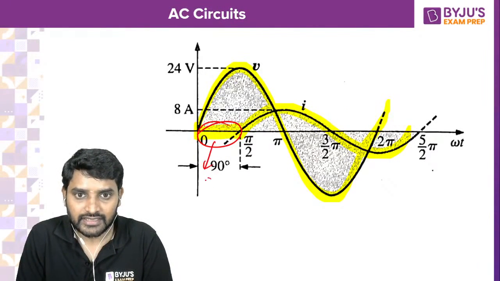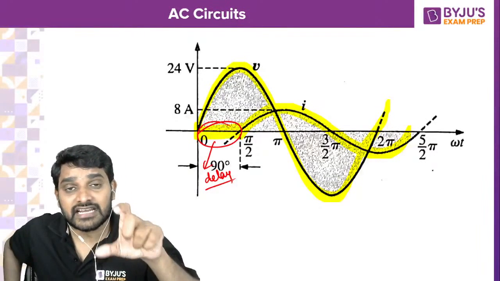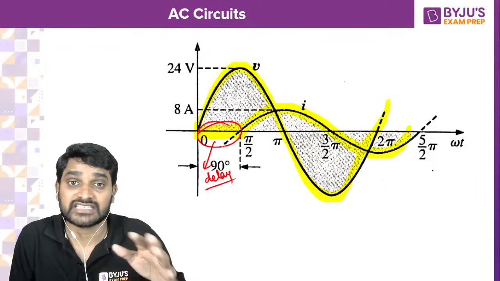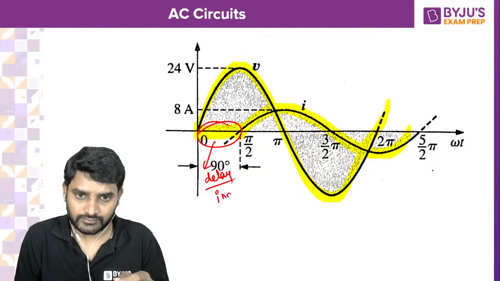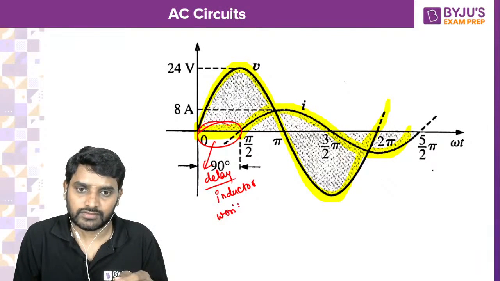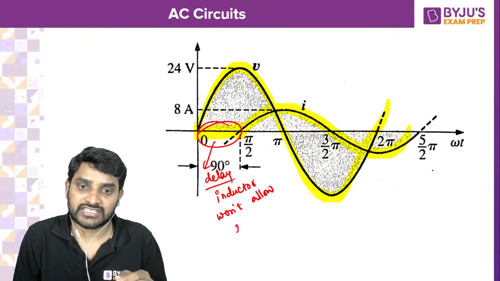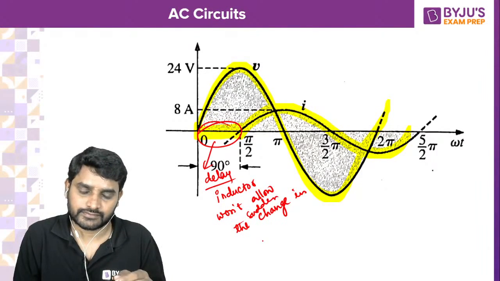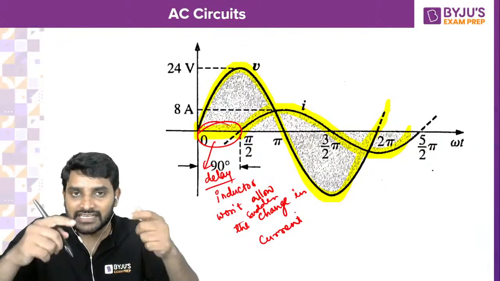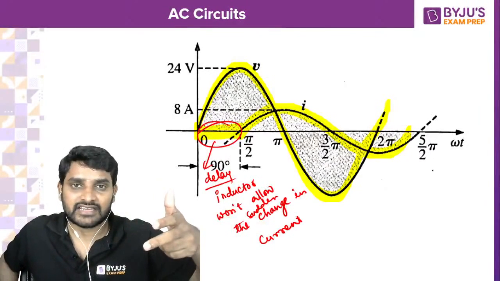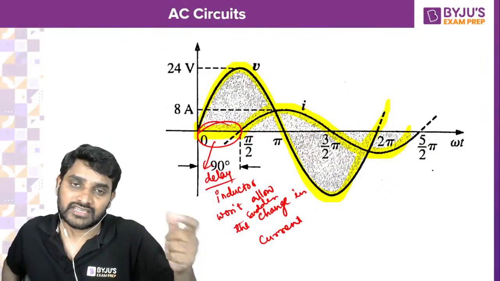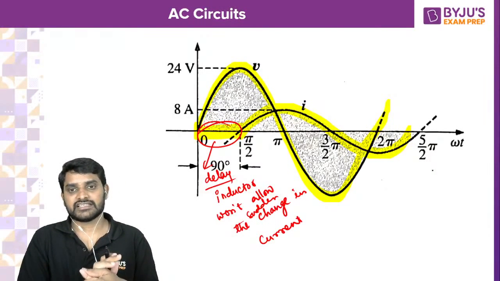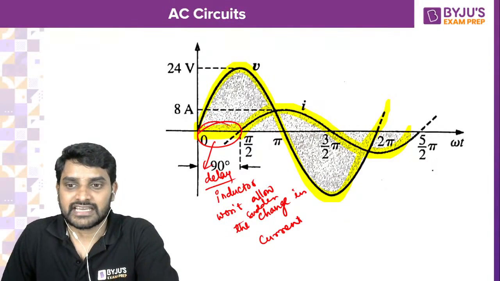This delay is because the inductor will not allow sudden changes in current. The current is delayed with respect to the voltage because the inductor will not allow sudden changes in current. Why? Whenever the source is connected, there will be an EMF in the inductor, and that EMF tries to oppose the source voltage so as not to pump current into the inductor. That is the reason why the inductor current is delayed. Is this clear for everybody?